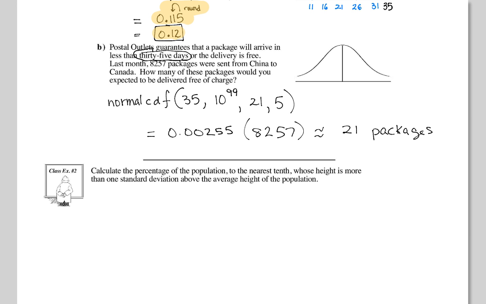Okay, let's take a look at this one. This question I don't really like because they don't really give you anything, do they? Calculate the percentage of the population, to the nearest tenth, whose height is more than one standard deviation above the average. The one thing that this question should have, and doesn't, is that heights are normally distributed. This is true.